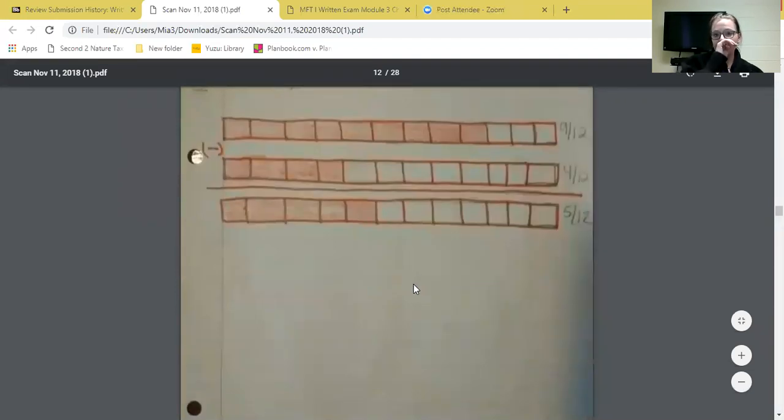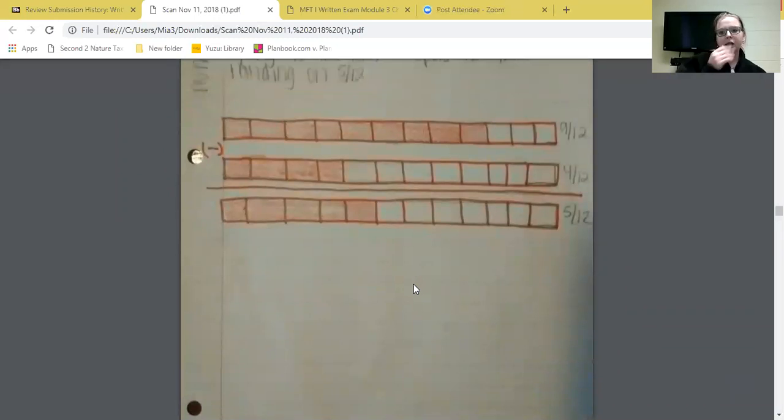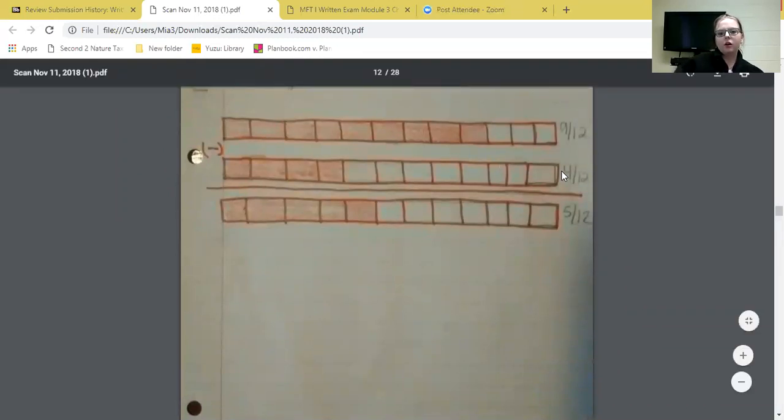Next, we're going to look at the fraction strip model. So we know that the boxes are 12 since it's our denominator. And the shaded pieces are 9 and 4. So 9 minus 4 equals 5/12.